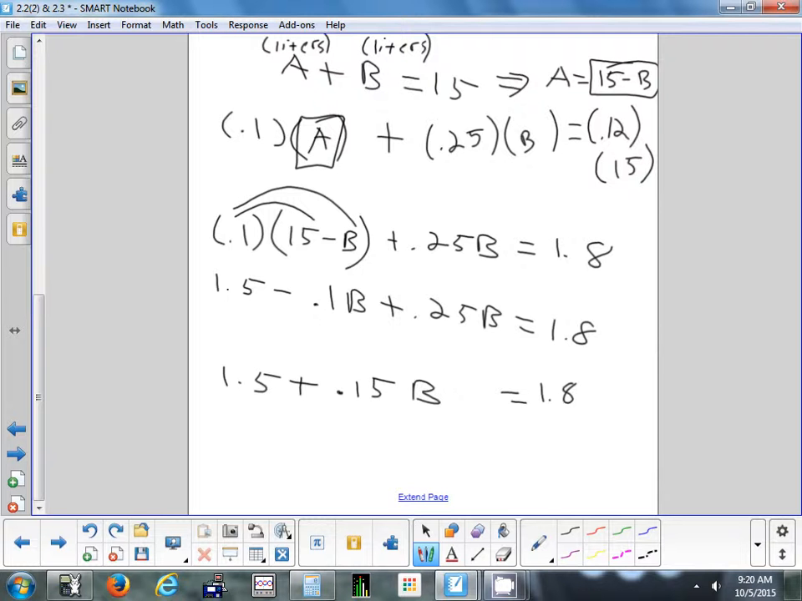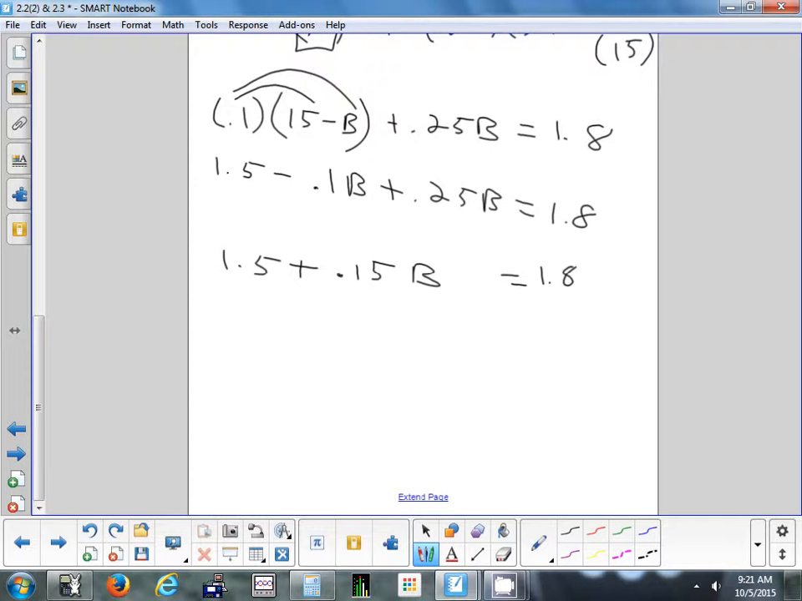Okay, and Amanda, my second to last step. Move 1.5 over to the other side. Yep, move that to the other side. And can you tell me what 1.8 minus 1.5 is going to be? 0.3, that was correct. Now we're at our last step. Wouldn't it be 0.15? Let's see, right here, 0.15? All right, I see. Sorry, yep, it's 0.15.